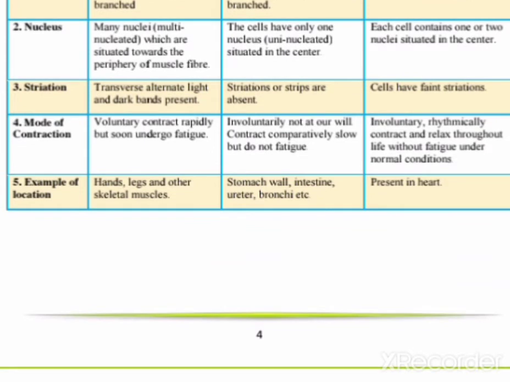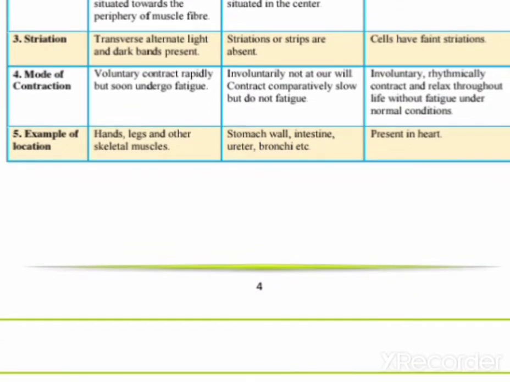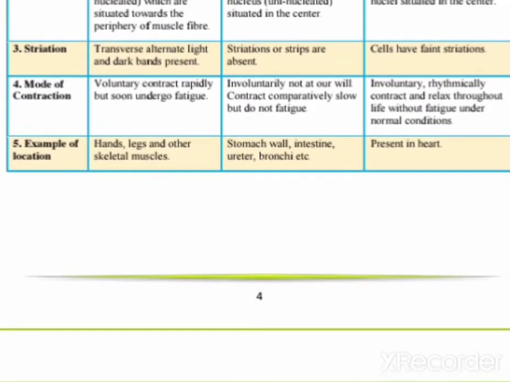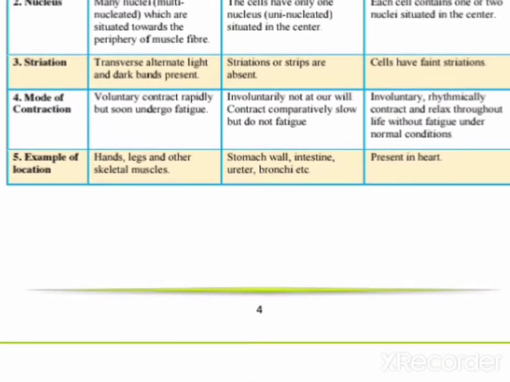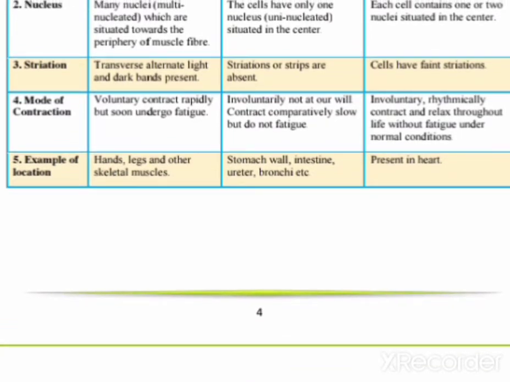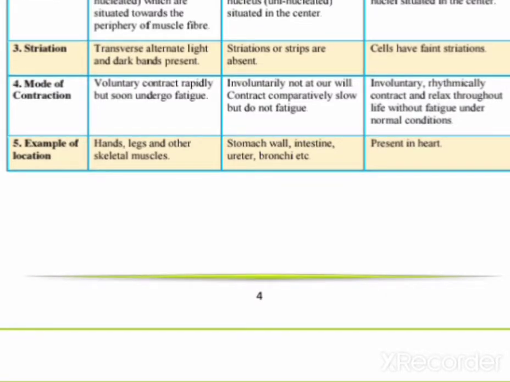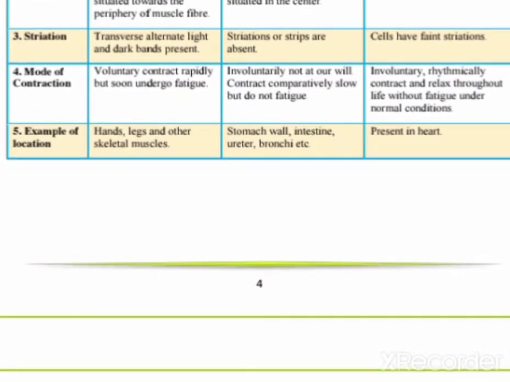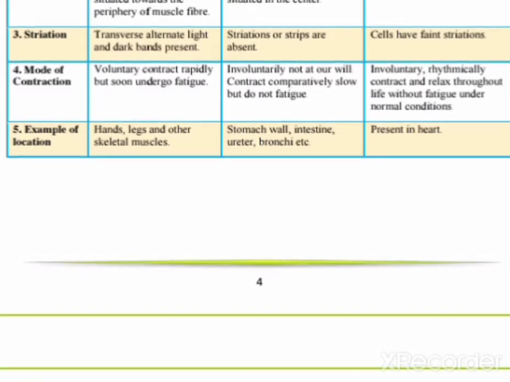So first of all we discuss the shape of the cell. You all know there are three main types of muscles: one is striated, second is unstriated and third is cardiac muscle. So the first point is the shape of the cell. In striated muscle, the cells are long, cylindrical in shape and unbranched, meaning not having any branch. Non-tapering means the ends do not taper, do not meet with each other. That is the meaning of non-tapering.